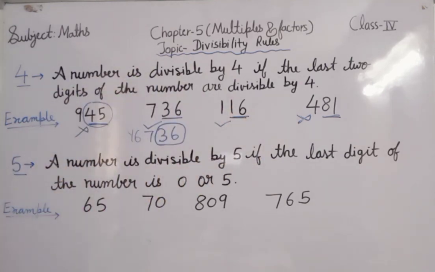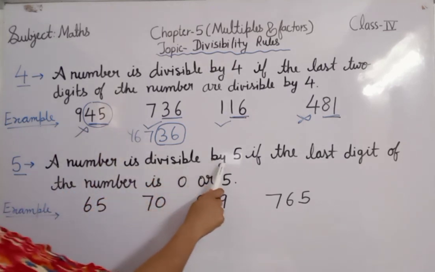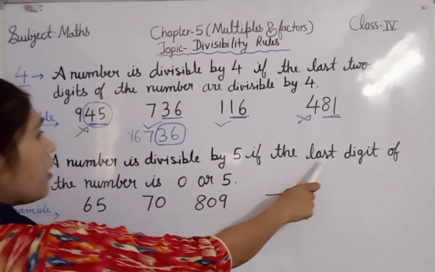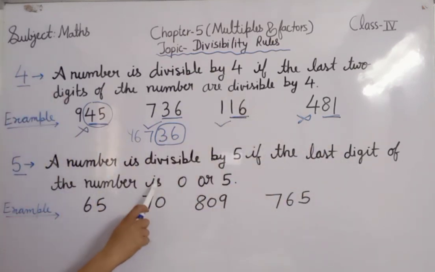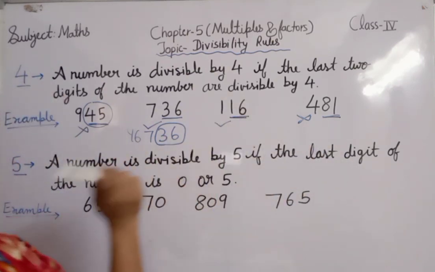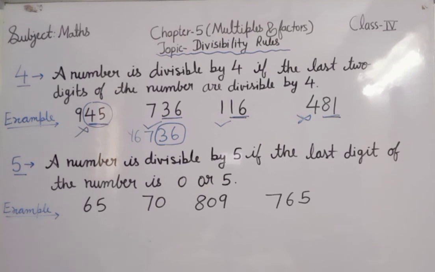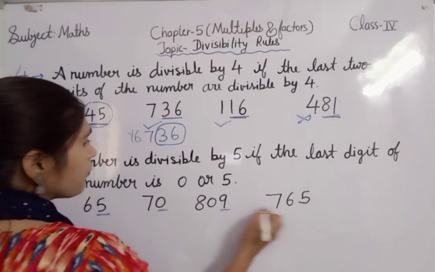Now what is the rule for 5? A number is divisible by 5 if the last digit of the number is 0 or 5. So this time we have to check only the last digit, like we check in the divisibility method of 2. We check the last digit; if it is an even number, then it is divisible by 2. So in 5 also we are checking the last digit only.